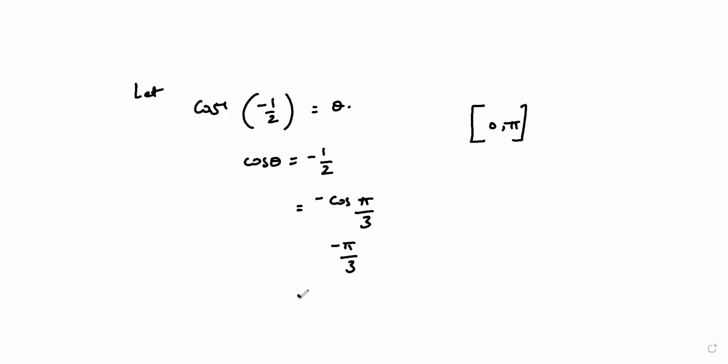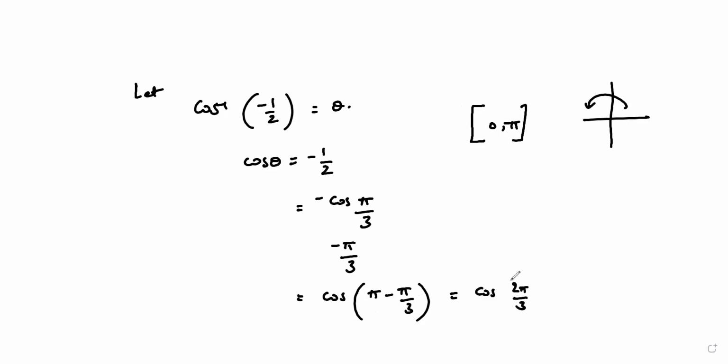So I can write this as cos of minus pi by 3, so I can write it as pi minus pi by 3, that is 180 minus theta. A negative value is in the second quadrant for cos, correct? So if I write like this, it becomes cos of 2 pi by 3. And as you can observe, 2 pi by 3 lies between 0 and pi. Clear?